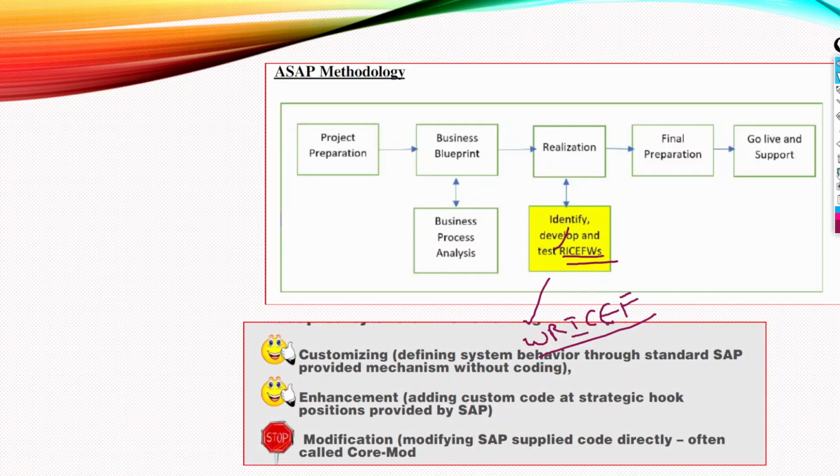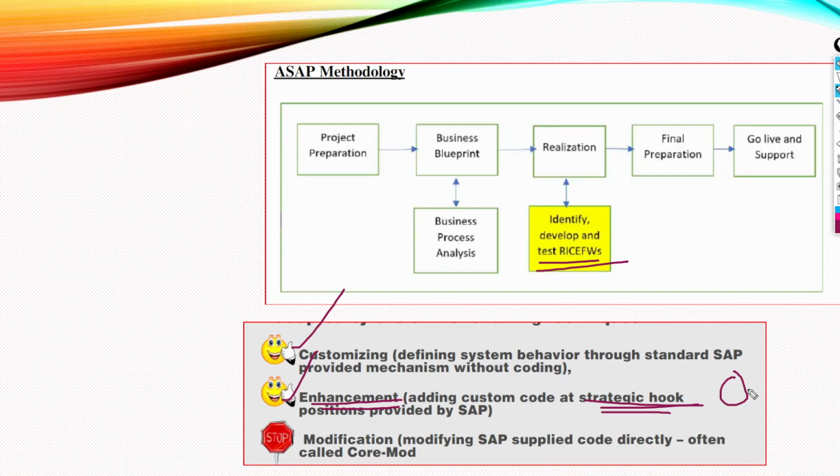Now, whenever I have any requirement from the business, I can do it by standard customizing using my SPRO, or I can do it by using the enhancement techniques already given by SAP, like customer exits, strategic hook positions, hook points or empty spaces. I'm going to show you where we can find these open places in the standard program. Or you can directly change the standard SAP code. Generally we call it core mode, but this is not at all preferable or advisable.